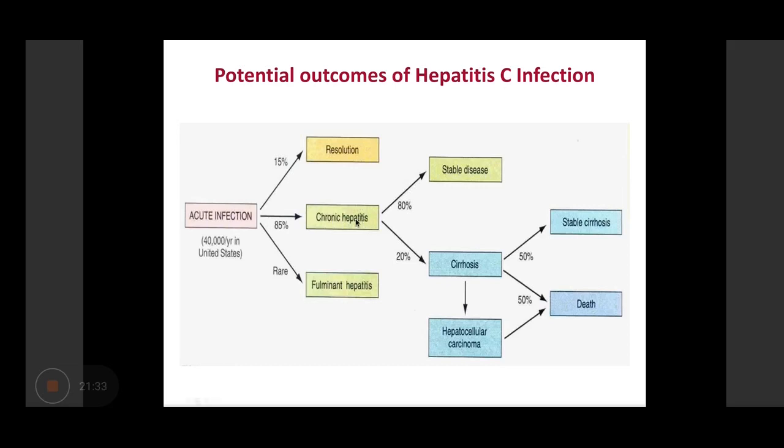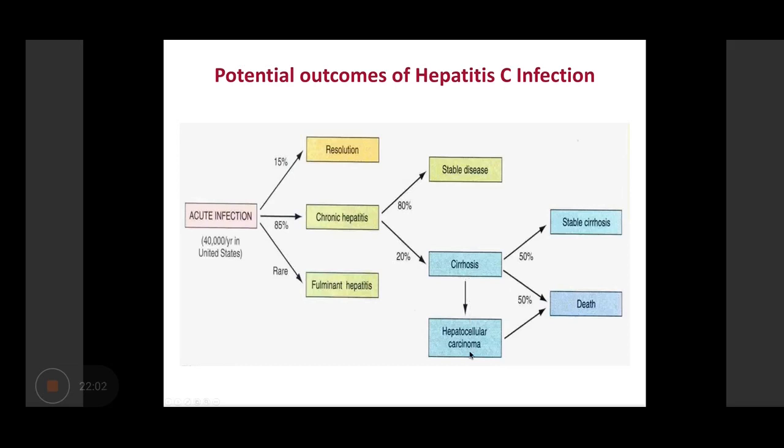And of those that go into chronic hepatitis C, 80% will have stable disease and 20% will go on to cirrhosis. This stable disease, some people propose that these are slow fibrosis. So although they are stable over the years, they may still develop cirrhosis. But in general, 20% definitely go into cirrhosis. Of those, 50% are stable, that means compensated cirrhosis. And the remaining 50% will have decompensated cirrhosis, go into liver failure and death.